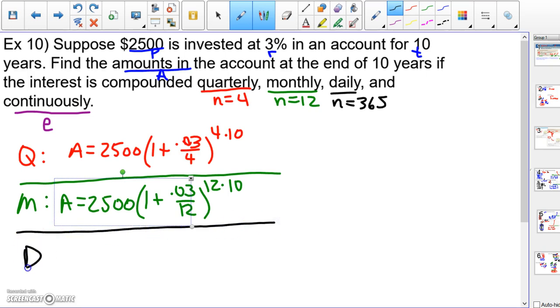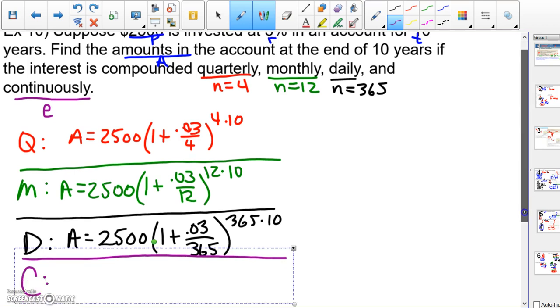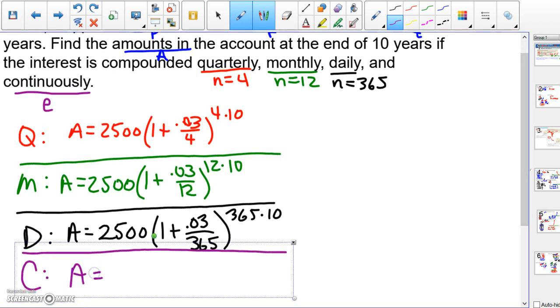And then we've got daily. So A equals 2,500 times 1 plus 0.03 over 365 to the 365 times 10. Okay, now continuously, A equals 2,500 times e to the 0.03, remember it's the PERT equation, r times t, which is 10.